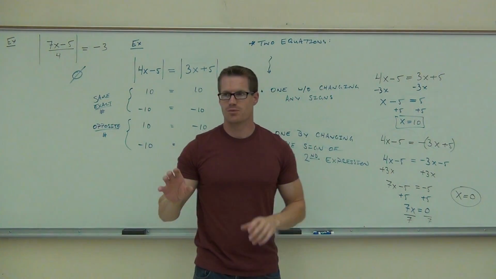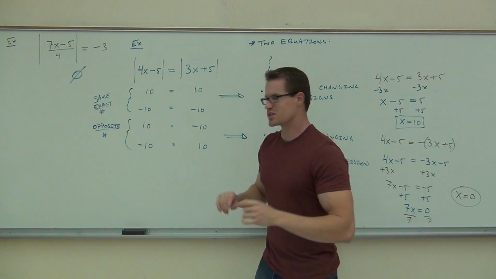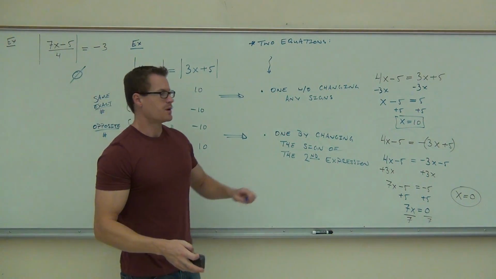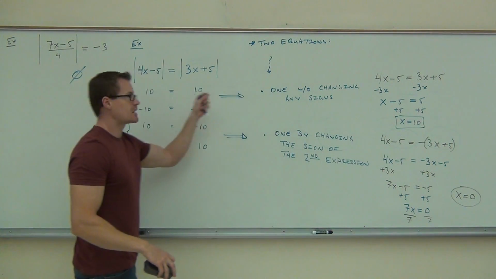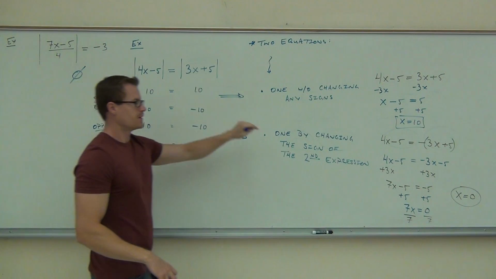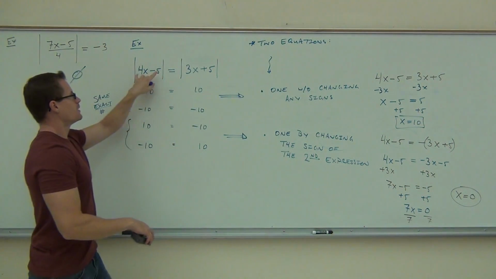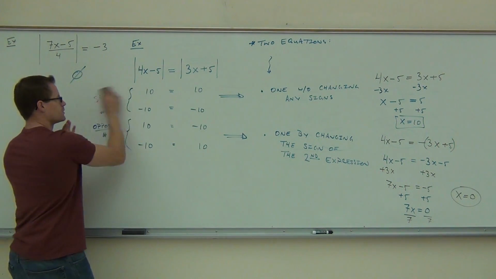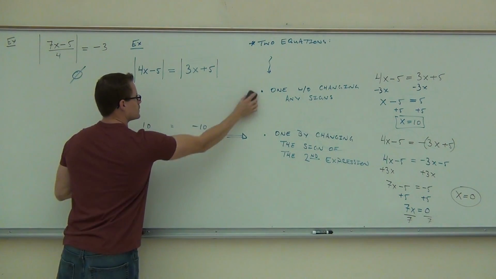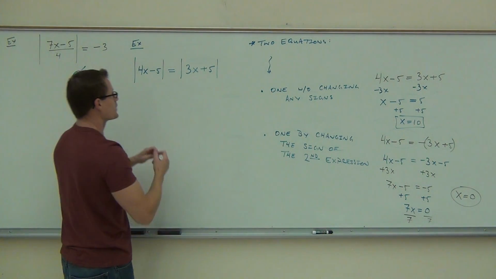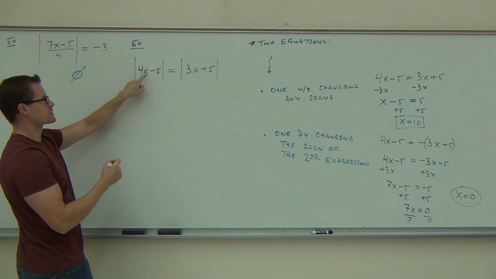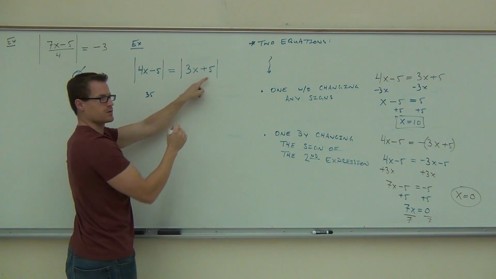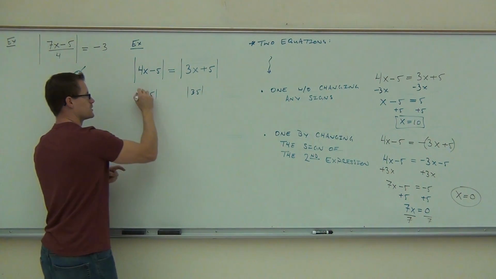Let's check them to see if what I was telling you was accurate, okay? Let's plug those in there and see. We'll deal with the 10 first. Now, here's what I can tell you. The 10 should give us exactly the same thing inside of this absolute value. The 0 should give us opposites inside the absolute value. Let's see if this works. If I plug in 10, what's 4 times 10? 40. Minus 5. What's 3 times 10? 30. Plus 5. 35. Is the absolute value of 35 equal to the absolute value of 35?